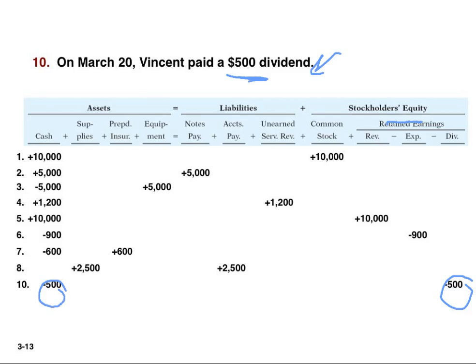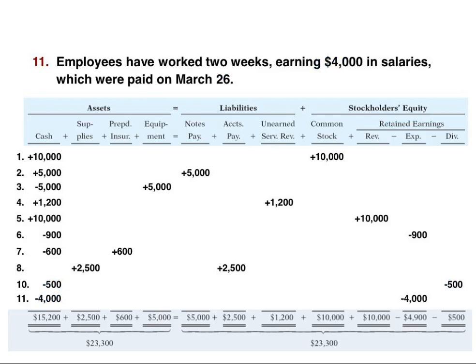And lastly, the employees have worked for us for 2 weeks. We pay them at the end of 2 weeks. They've earned $4,000 in salary. So I pay them cash, so my cash goes down $4,000. And this is an expense of doing business. So my expenses go up actually, but because it reduces retained earnings, we say negative.